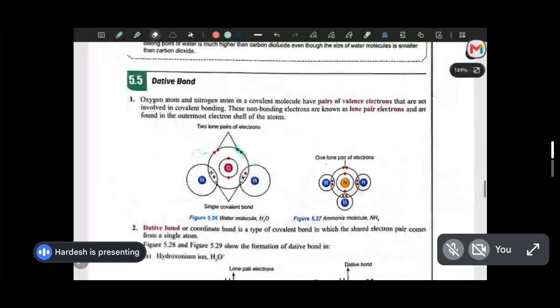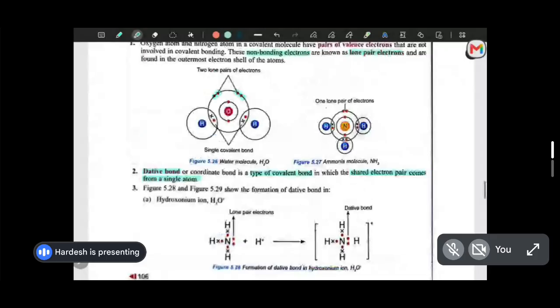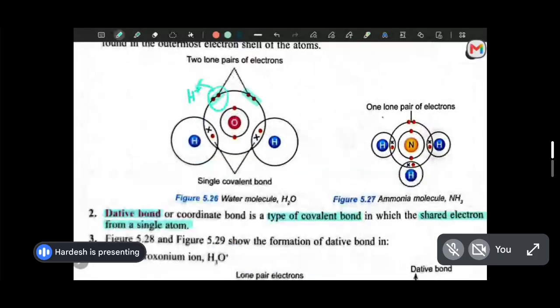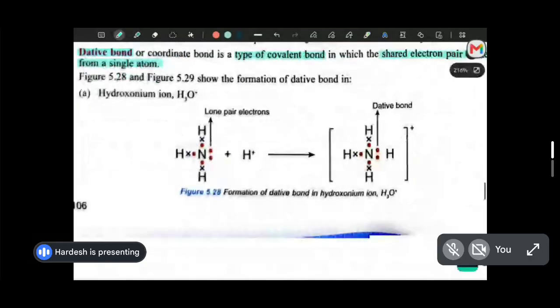These non-bonding electrons are known as lone pair electrons, okay? So a dative bond is a type of covalent bond in which the shared electron pair comes from a single atom. So if you have a hydrogen ion here and an oxygen atom here, the electron comes just from the oxygen only, like that. So in this case, look, you have NH3, and now what are you going to get? You are going to get NH4+.